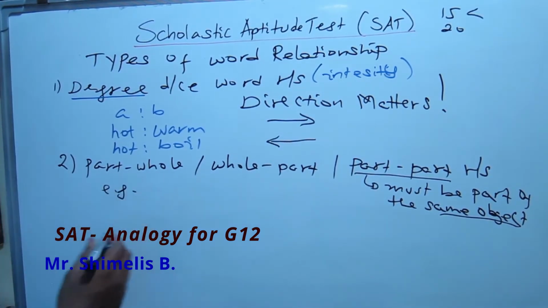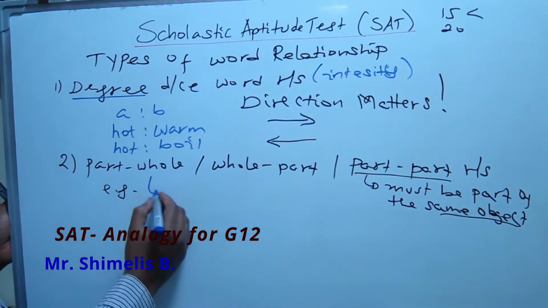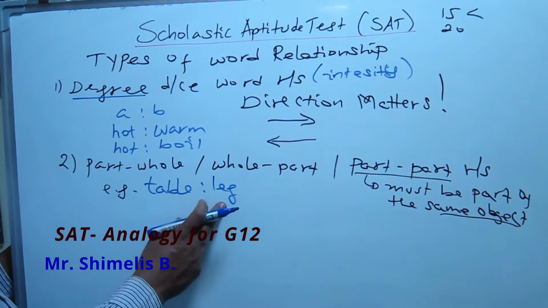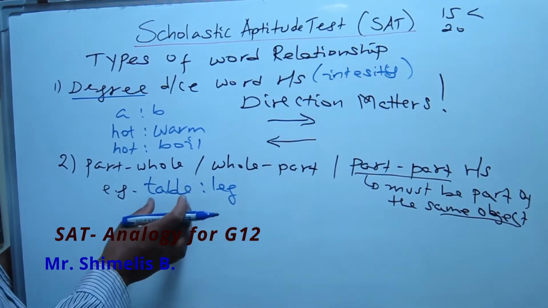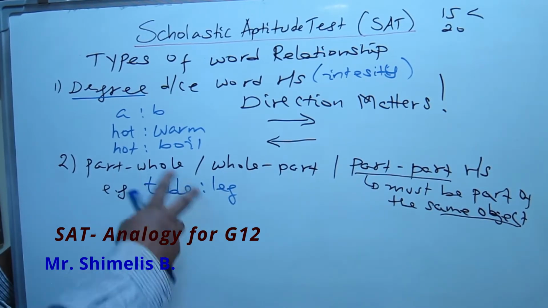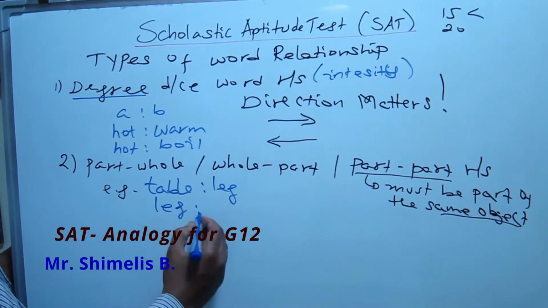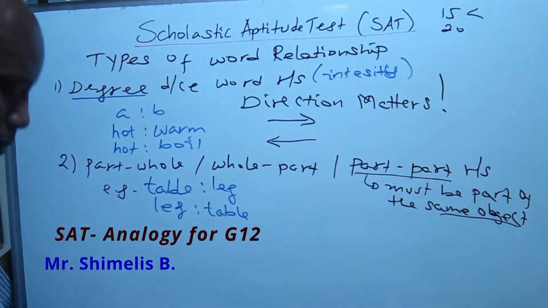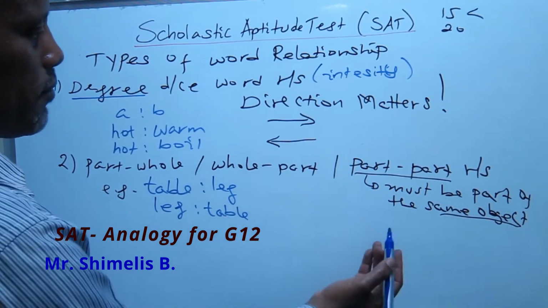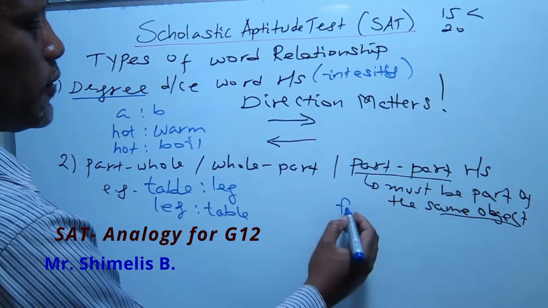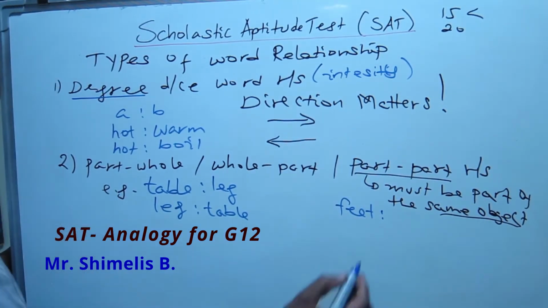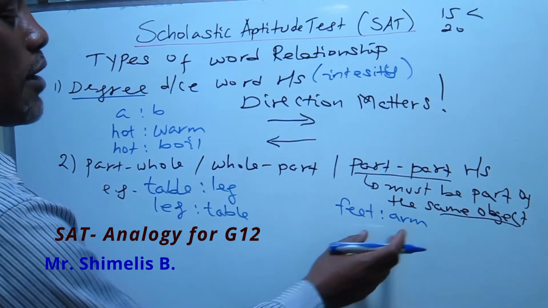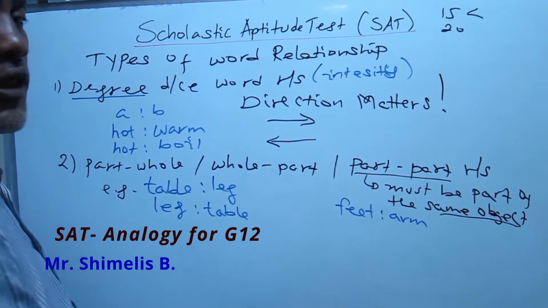Now let's have some examples here. Let's take table is related to leg. Table is a whole, leg is a part, so it is a whole-part relationship. When you reverse this, leg, table, that is also possible. Leg, table is a part-whole relationship. But for a part-part relationship, both must be part of the same object, like maybe feet is related to arm. Both are part of the human body, so it is a valid part-part relationship.